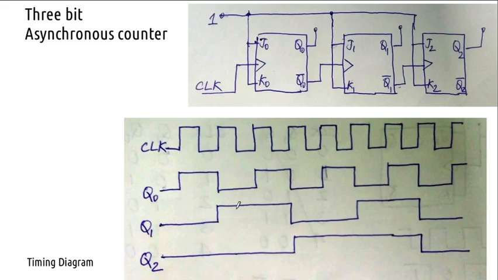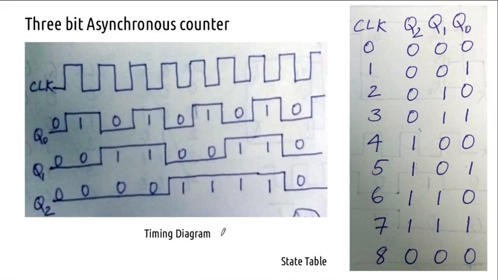You follow the thing. So flip-flop 1 is getting triggered. It's toggling at each positive edge of the clock pulse. Flip-flop 2 is toggling at the positive edge of Q0 bar, or that corresponds to the negative edge of Q0. Then flip-flop 3 is toggling at the positive edge of Q1 bar, that corresponds to the negative edge of Q1, right? And we have this waveform. Then we have this state table and state diagram.